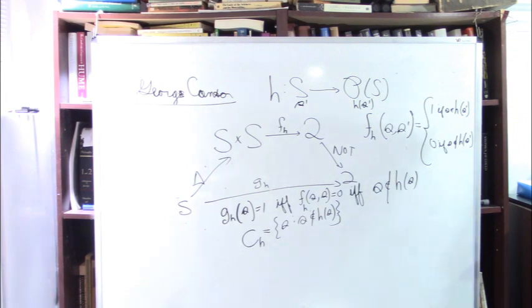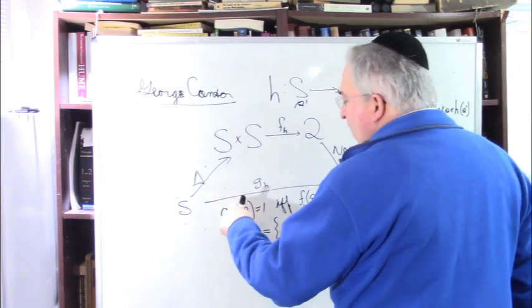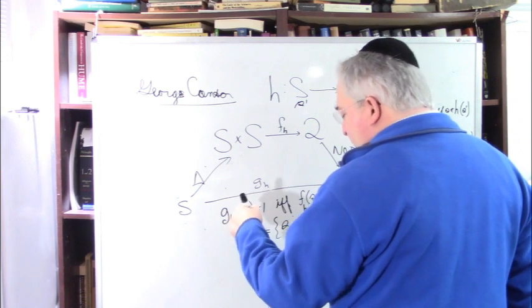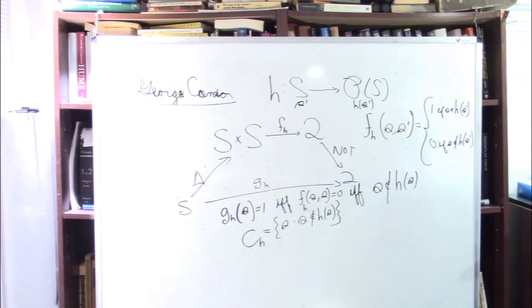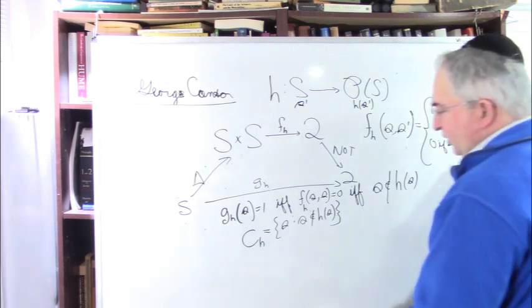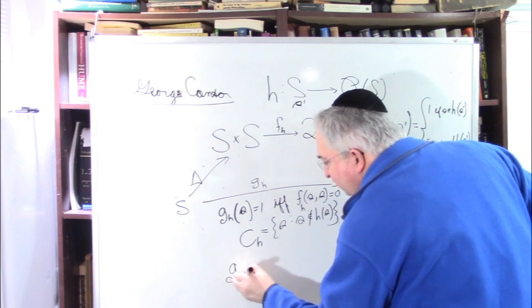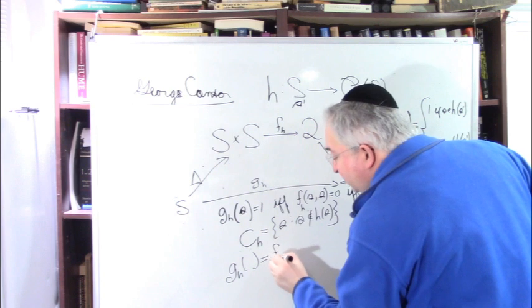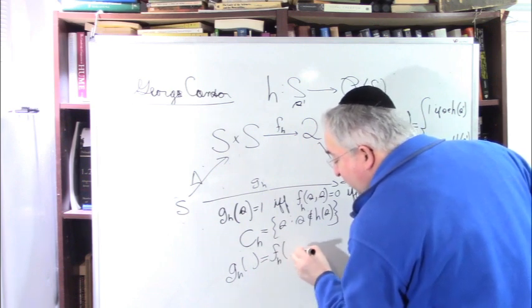Okay, great. Now we ask the following question. You ready? Can G sub H be represented by any element of S? Okay, so we ask the following question: is G of H equal to F sub H of something, I don't know, let's call it S0?